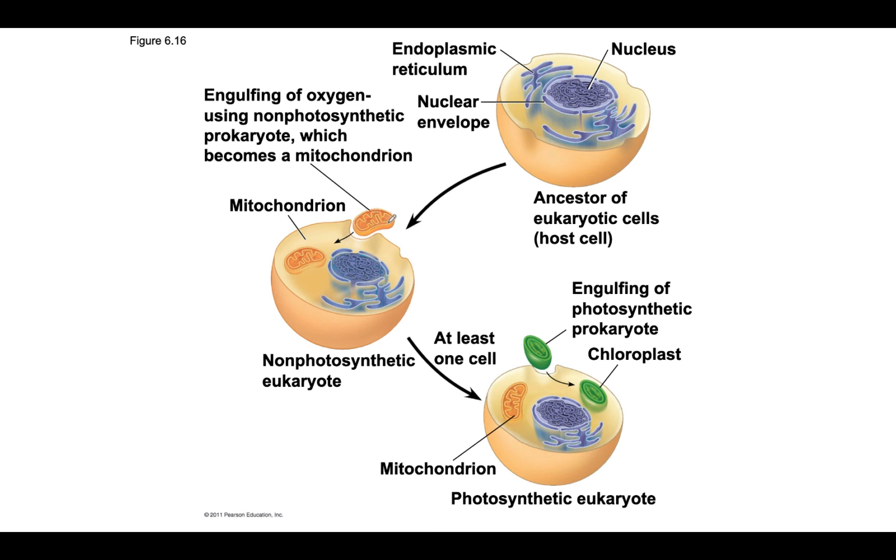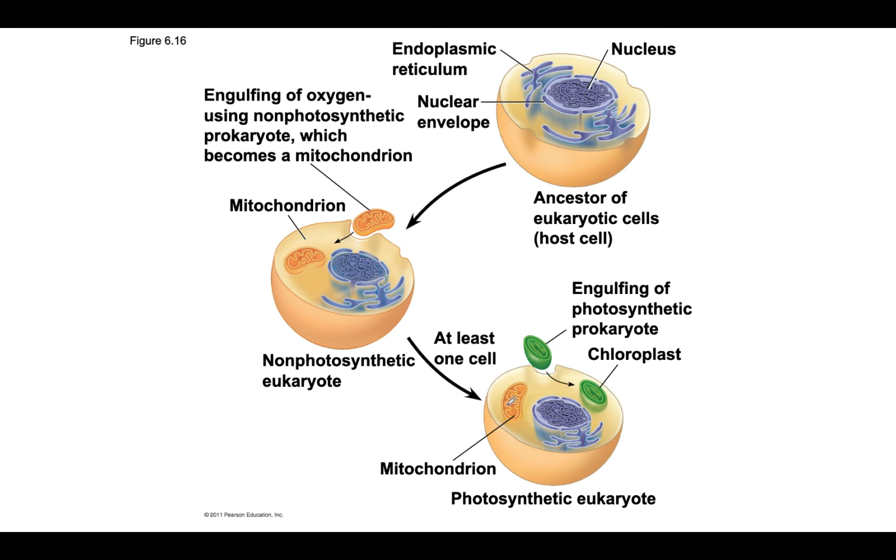Once this prokaryotic cell entered the host cell, the mitochondria provided ATP to the host cell, and these host eukaryotic cells are happy about that. So they live together. And further, another independent prokaryotic cell, such as a chloroplast, was engulfed by the host eukaryotic cell. Therefore, this chloroplast also provides energy.